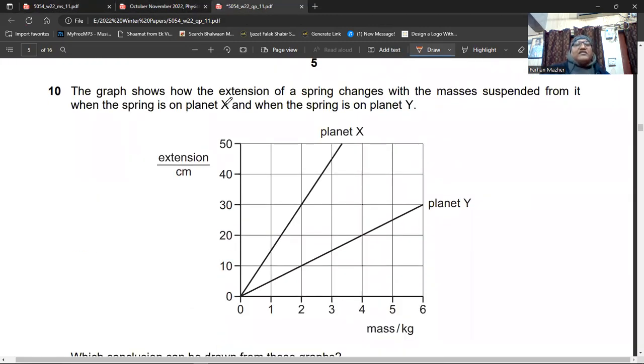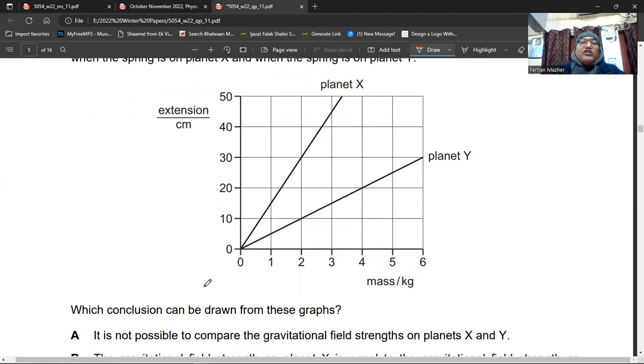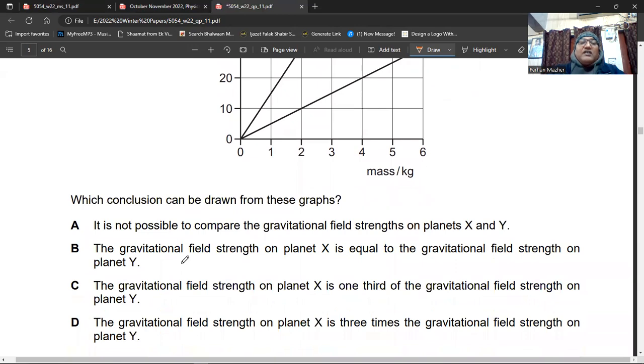So question number 10 is coming up on your screen. The graph shows how the extension of a spring changes with the masses suspended from it when the spring is on planet X and when the spring is on planet Y. Here we have the extension 10, 20, 30, 40, 50 centimeter. Here we have the mass 1 kg, 2 kg, 3 kg. So which conclusion can be drawn from these graphs? It is not possible to compare the gravitational field strength on the planet X and Y.